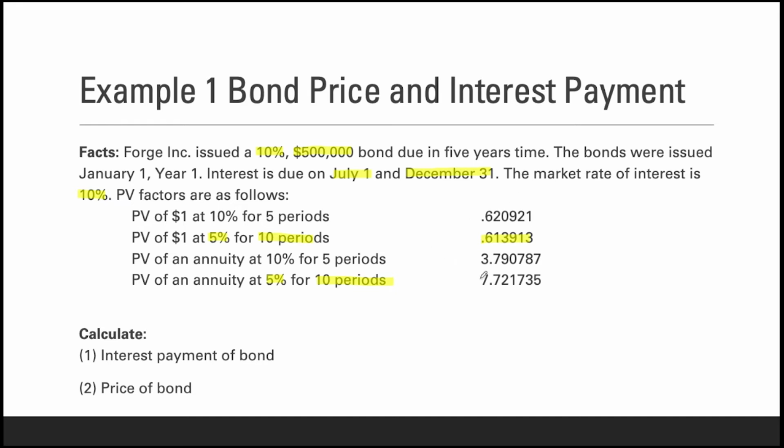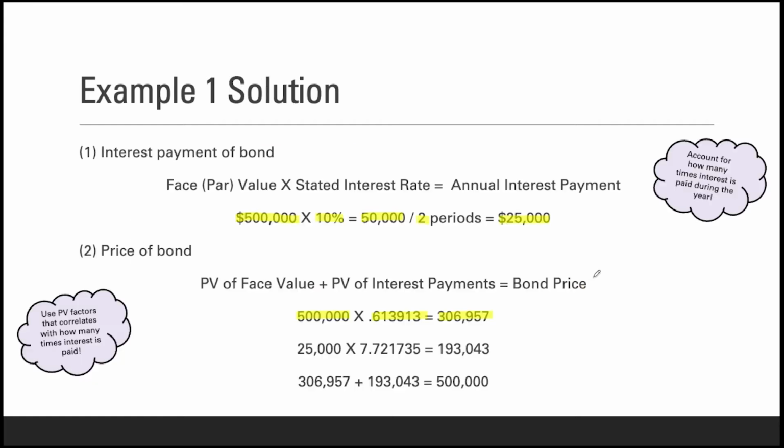So that's corresponding present value factor is 7.721735. Again, taking a look at our solution here, we're just going to take our interest payment of $25,000, multiplied by its corresponding present value factor of 7.721735 to get $193,043.